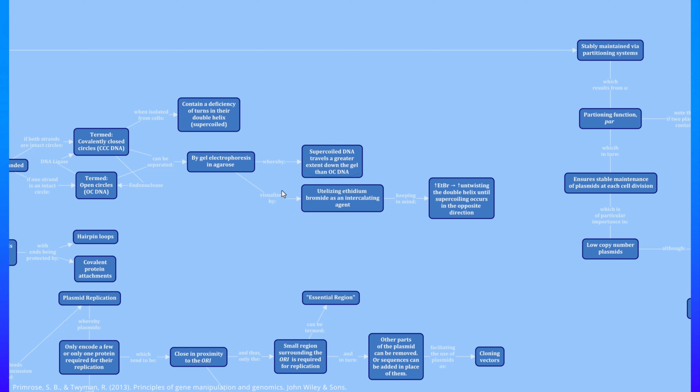What you have to recognize is that we can visualize this separation by using ethidium bromide as an intercalating agent, keeping in mind that an increase in ethidium bromide will result in increased untwisting of the double helix until supercoiling occurs in the opposite direction.